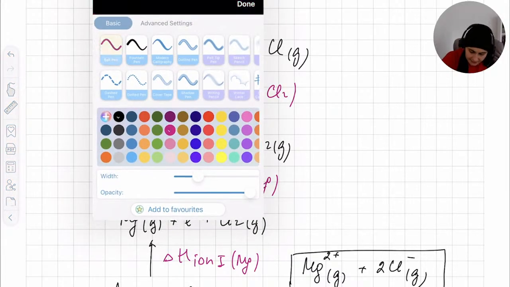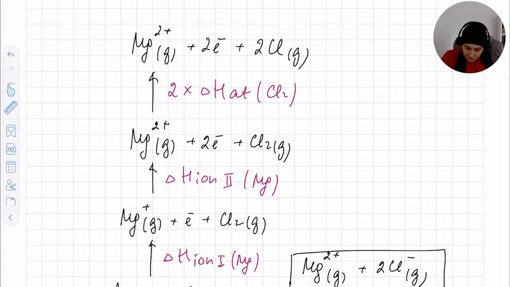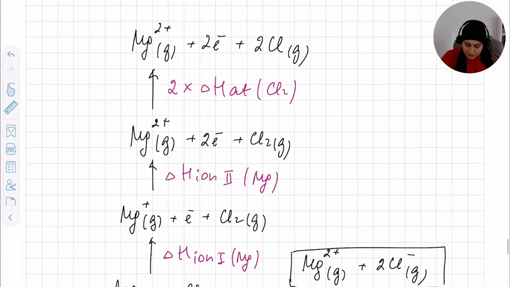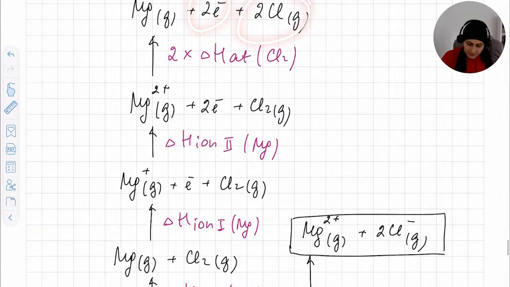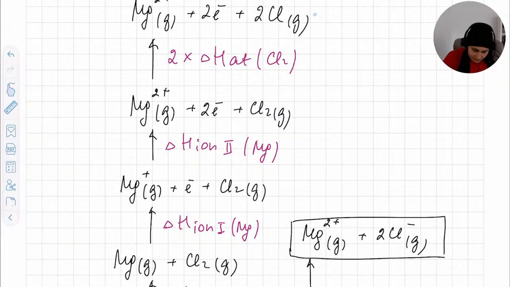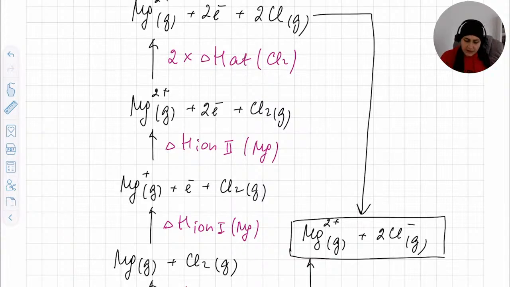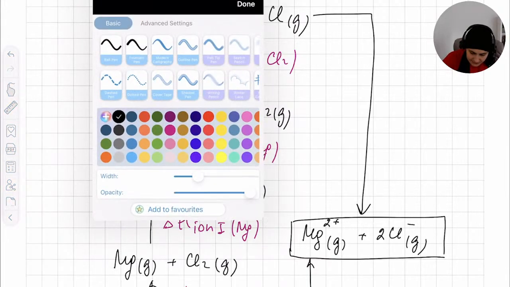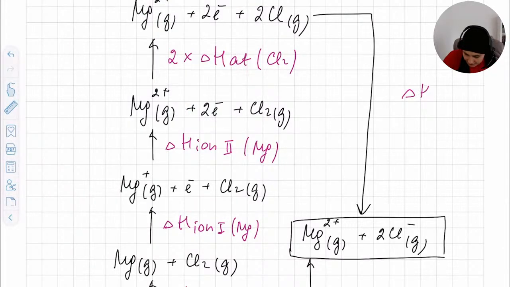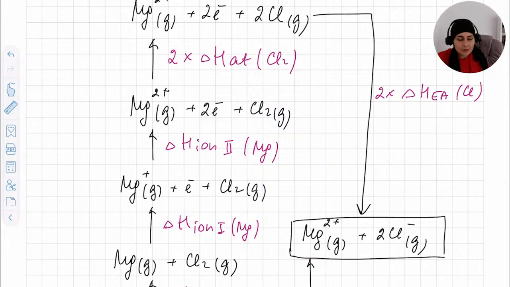And then the last thing we need to do is add these 2 electrons to these 2 chlorine atoms. That's what we're doing. So it's exothermic, remember that. And it's delta H electron affinity for chlorine, but again times 2. Why is it times 2? Because by definition, electron affinity for chlorine is when 1 mole of gaseous atoms gains 1 mole of electrons to form 1 mole of gaseous ions.